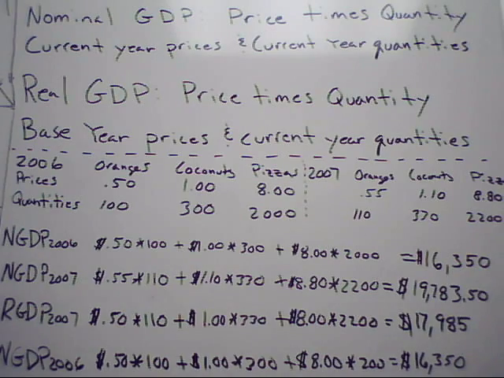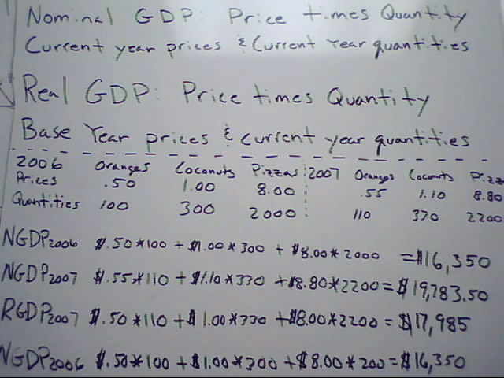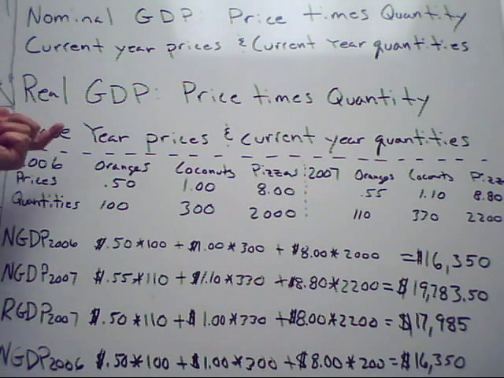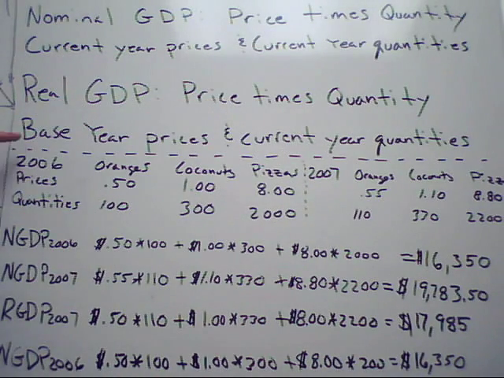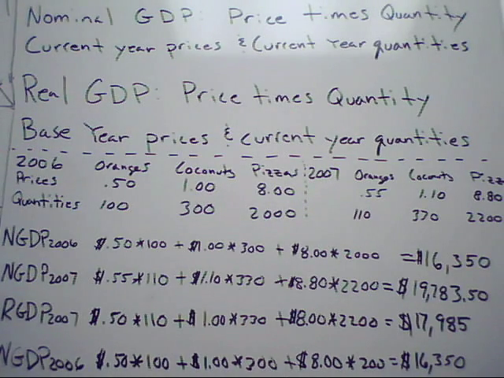Nominal GDP is calculated by multiplying price times quantity for all of the goods that are produced in the economy. So this is current year prices and current year quantities. Real GDP is also using price times quantity, but the difference is we're going to use base year prices and current year quantities. And why we think this might be important is because we're trying to calculate how much the economy is producing, and what we want to do is pull out the effects of maybe inflation that might mislead us into thinking that we've actually produced more than we have.